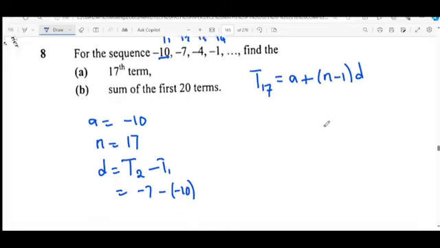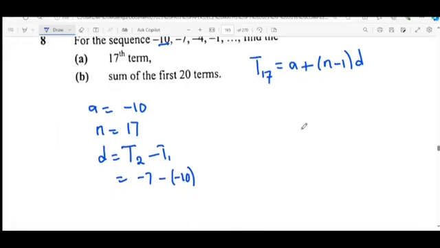So what we are going to do here is say -7 minus, in brackets, -10. Negative times negative is positive, so we have -7 plus 10. This will give us 3. So our common difference is 3.